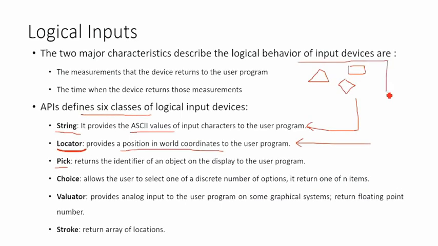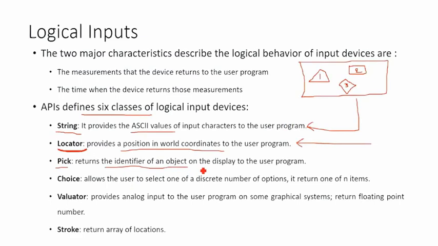The pick device, if I click on this triangle, let us say these devices are associated with some kind of IDs: 1, 2 and 3, okay? When I click on the triangle, the application program should receive the ID of this object where the mouse click happened. Now if I click on this rectangle, the application program should receive 2 as an input, and likewise for the rhombus. So basically it returns the identifier of an object in the display to the user program, right?